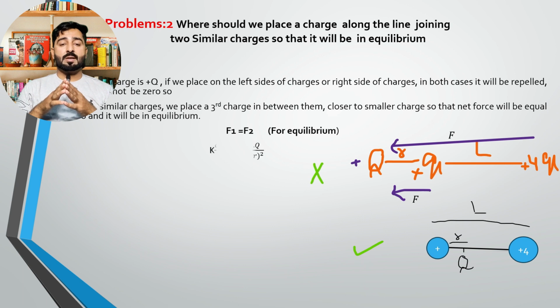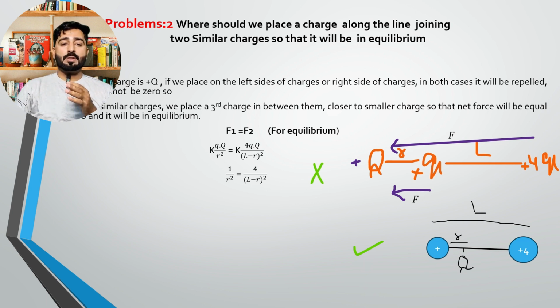Then the relations will be k Q q over r square, where r is the distance of the third charge from the smaller charge, and L minus r is the distance of the bigger charge from the third charge. In this relation, k, small q and capital Q on both sides will cancel each other, and our relation will become 1 over r square is equal to 4 over L minus r whole square.